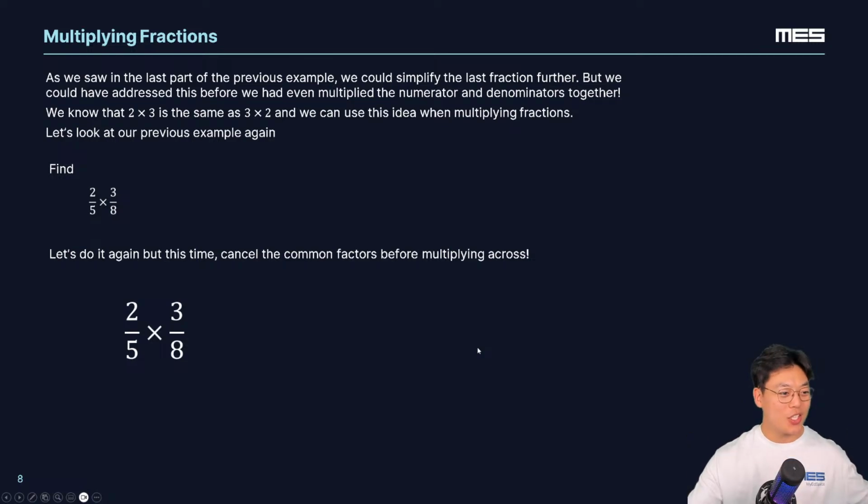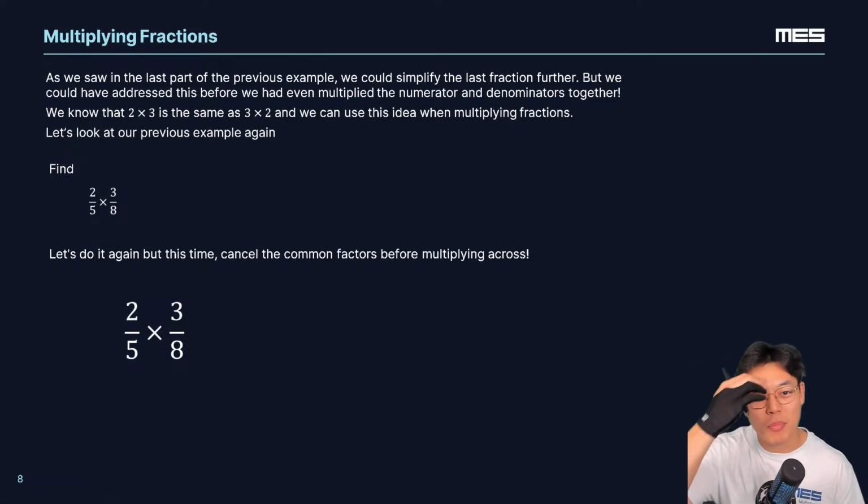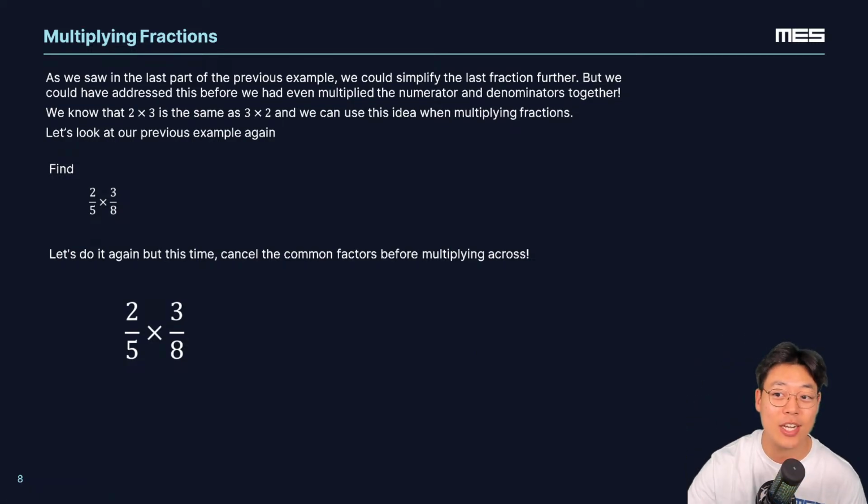Now, here's what it is. As we saw in the last part of the previous example, we could simplify the last fraction further, right? We were able to cancel. But we could have addressed this before we had even multiplied the numerators and denominators together.